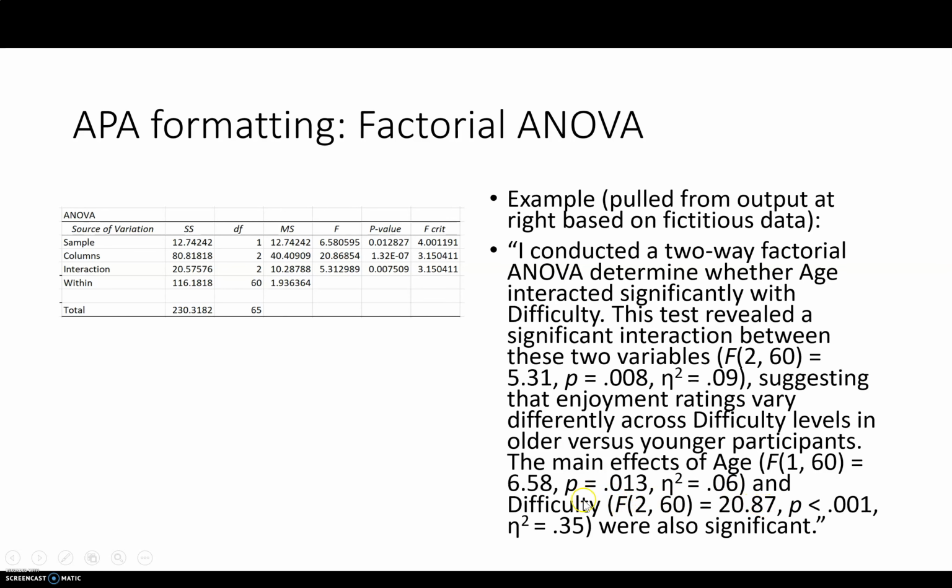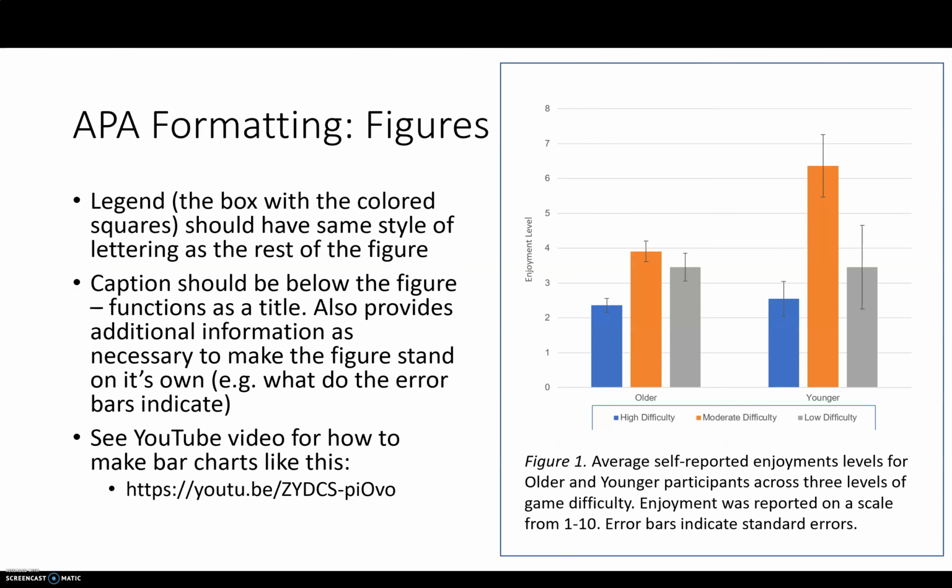Since the main effect of difficulty has a p-value far less than 0.001, instead of reporting the exact p-value, we just say p less than 0.001. Okay, so that's an example of what you would write up for a result.